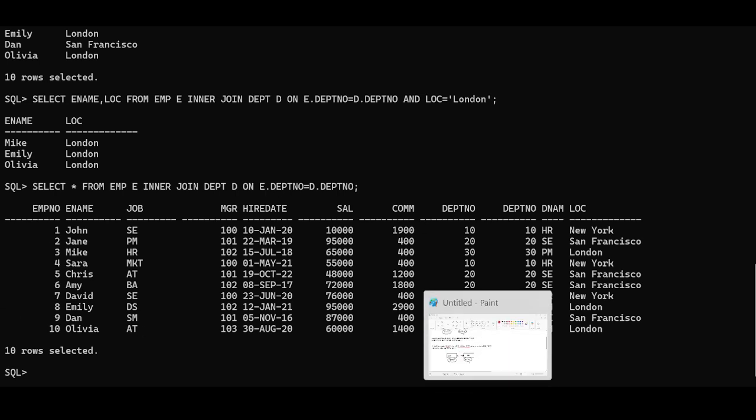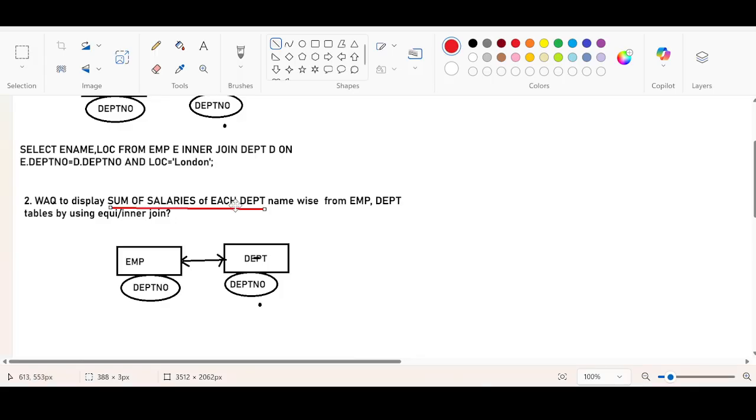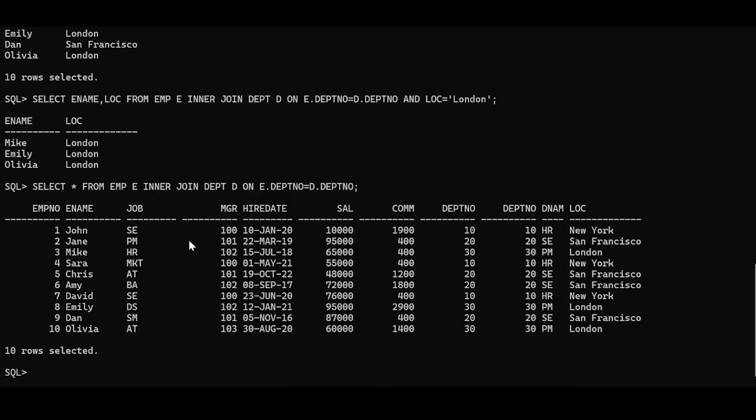What do they want us to find? They want us to find the sum of salaries of each department. So how many departments are there? You see, you have multiple departments and duplicate departments also: software engineer, project manager, HR, marketing, AT, BA. So many things are here, right? I need to group it. I need to extract only the unique departments.